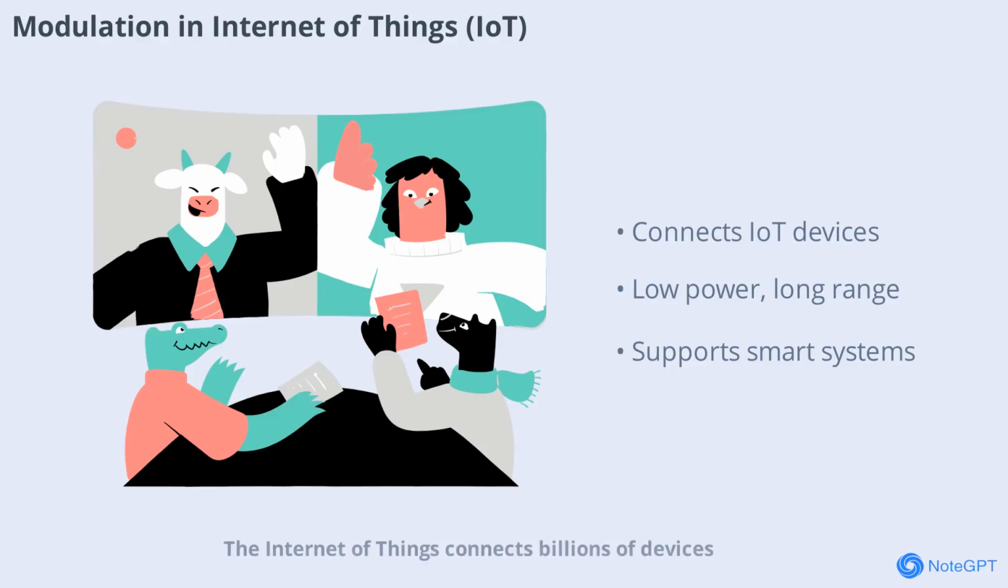The Internet of Things connects billions of devices from sensors to smart appliances. Modulation techniques like FSK, PSK, and LoRa are tailored for low-power, long-range communication. These methods enable reliable data exchange between devices, supporting the growth of smart homes, cities, and industries.